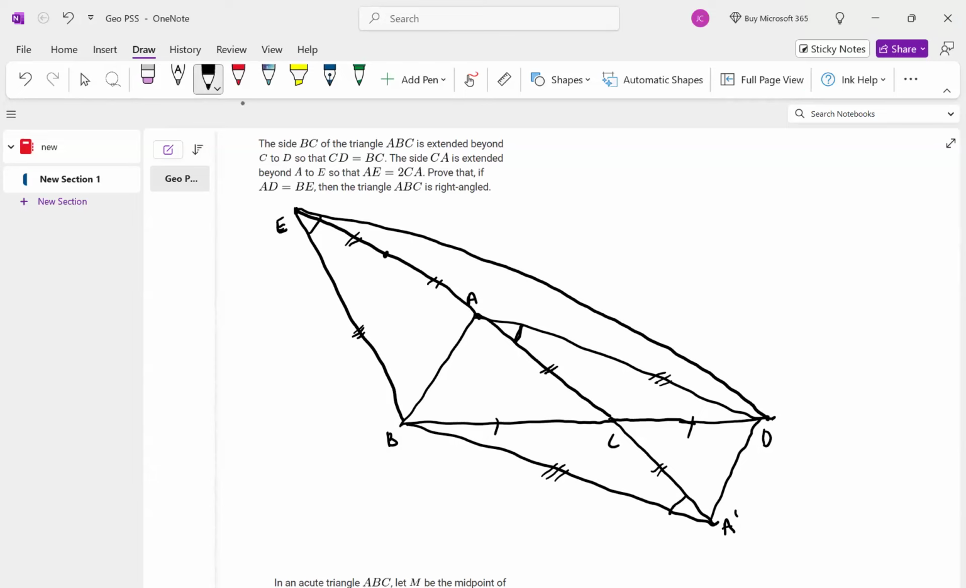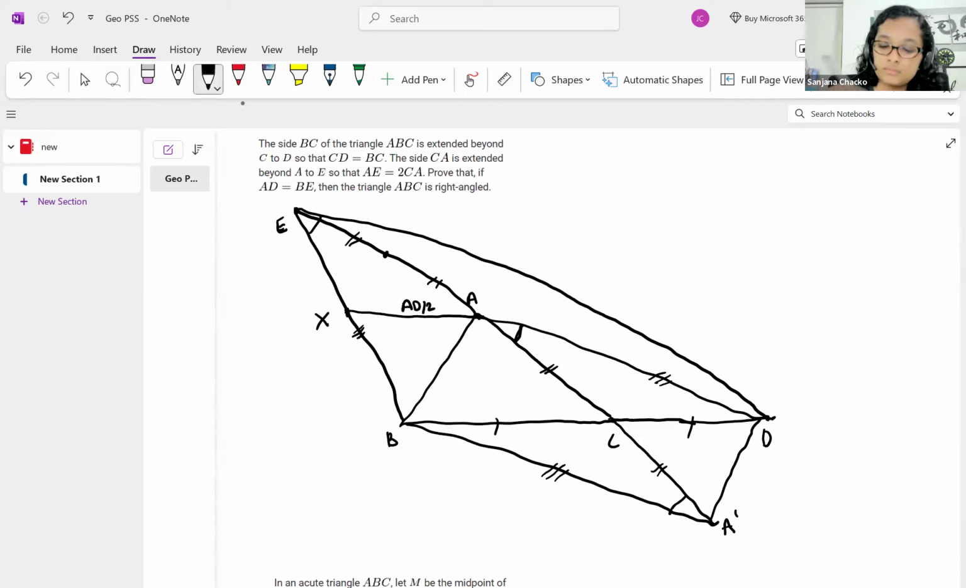And then extending DA to meet EB at X, say, we get that AX is AD by 2, and that is EB by 2. Yes. We're done. So basically this length is equal to this length and all these three are equal, right? So that means that X is the center of triangle EAB, which means this angle is 90 degrees.